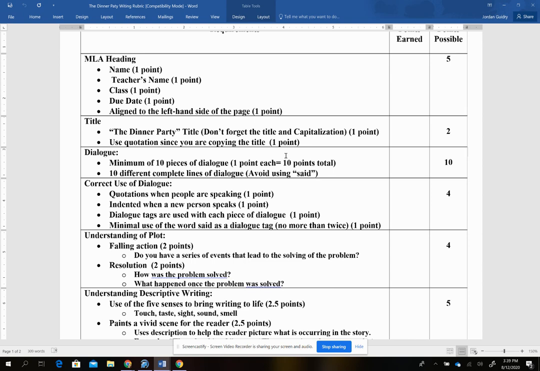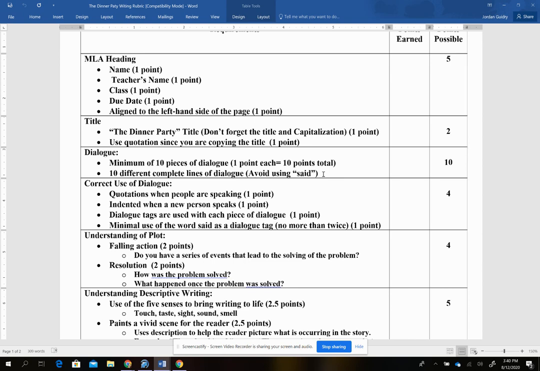Dialogue, you have a minimum of 10 pieces of dialogue. This is where characters are speaking, and it's 1 point per piece of dialogue, which is 10 points total. And then I just have a little note here. It says you should have 10 different complete lines of dialogue, and you should try to avoid using the word said. So that's 10 points.